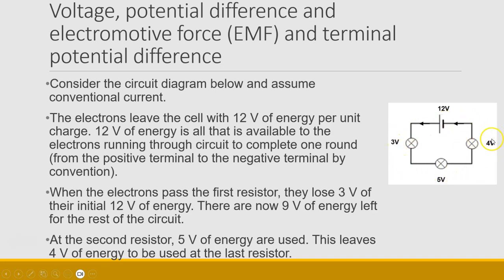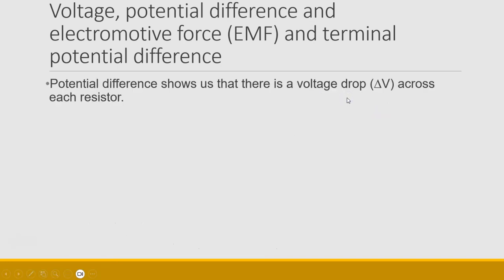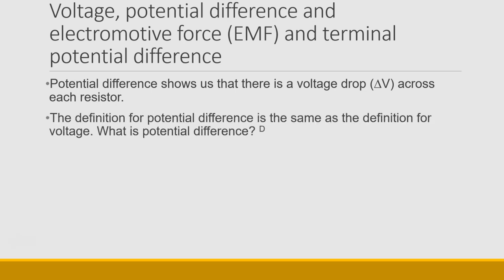The total voltage that's going to be used by all the resistors in a circuit will be equal to the total voltage of the cell, but we're going to come to that a little bit later. Potential difference simply indicates to us that there is a voltage drop as the electrons are moving through the circuit. The definition for potential difference is the same as the definition for voltage. So if you're asked to define potential difference, you would simply say it is the work done per unit charge.